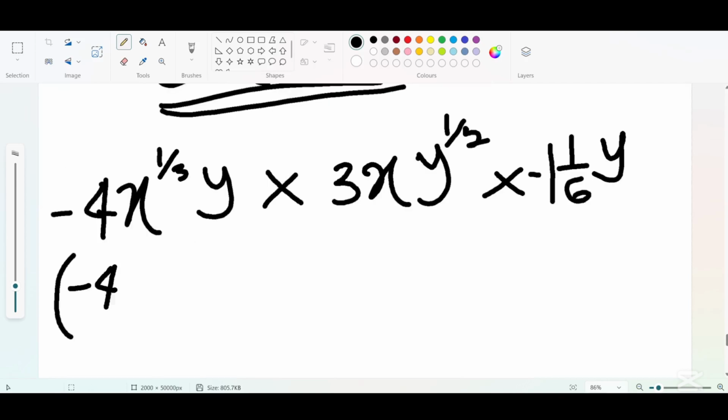Simple. Okay, so looking at this expression, this is another example. So we want to solve this. So the first thing we need to do here is to multiply out the coefficients.